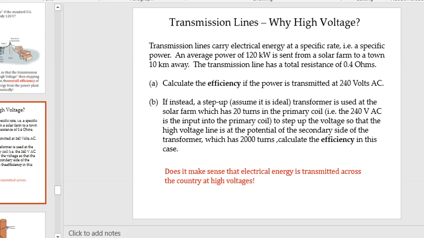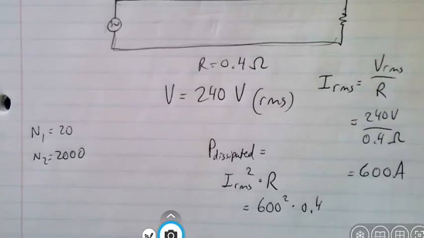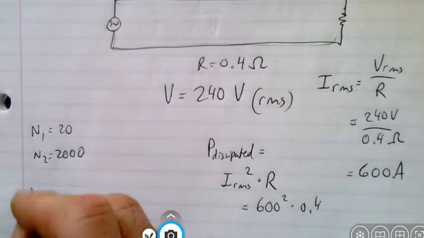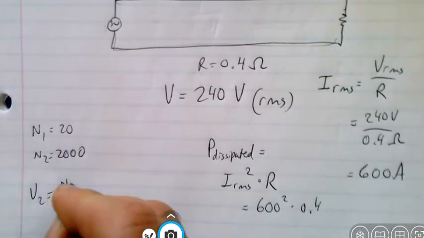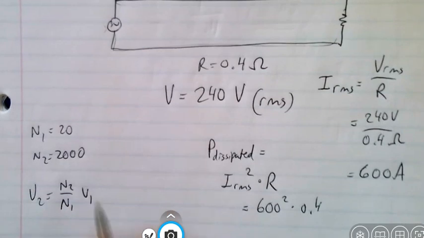using a step-up transformer, which has 20 turns on the primary coil. N1 is equal to 20 turns, and then on the secondary side, N2 is equal to 2,000 turns. Now let's take a look at this particular case here. So what we're talking about here is that V2 is equal to N2 over N1 times V1.